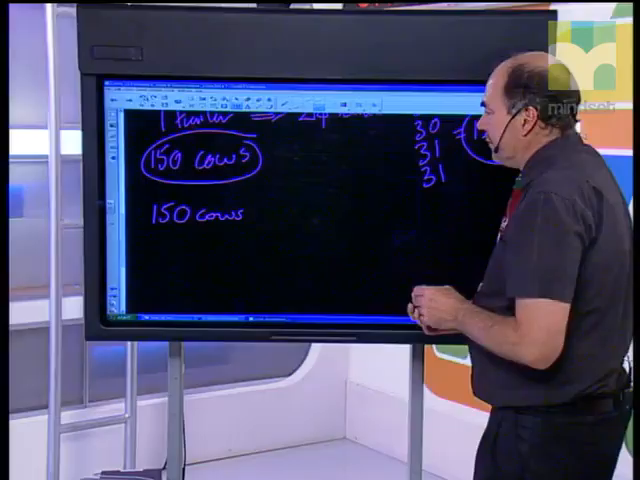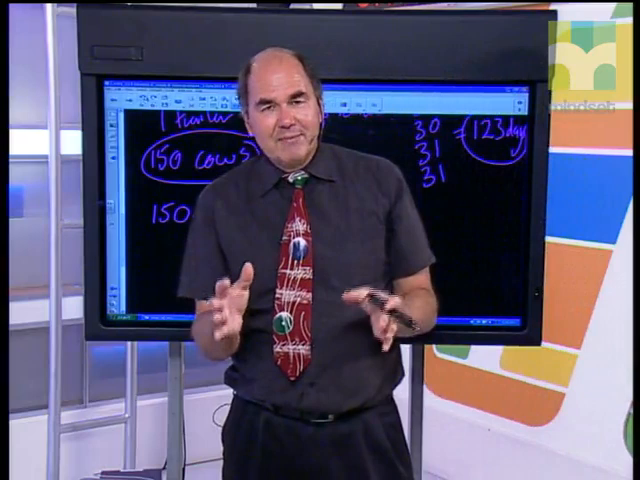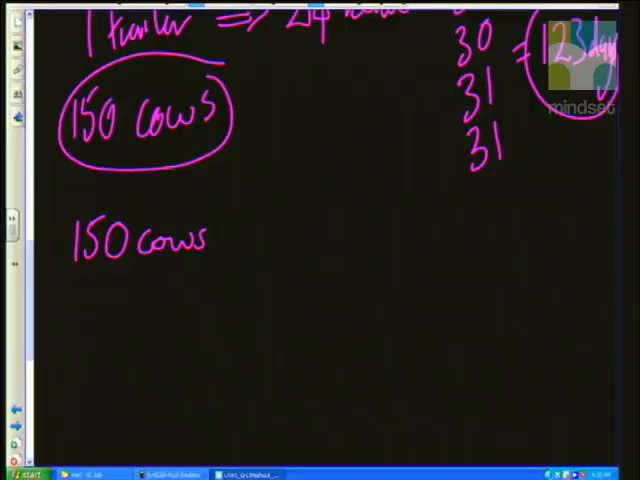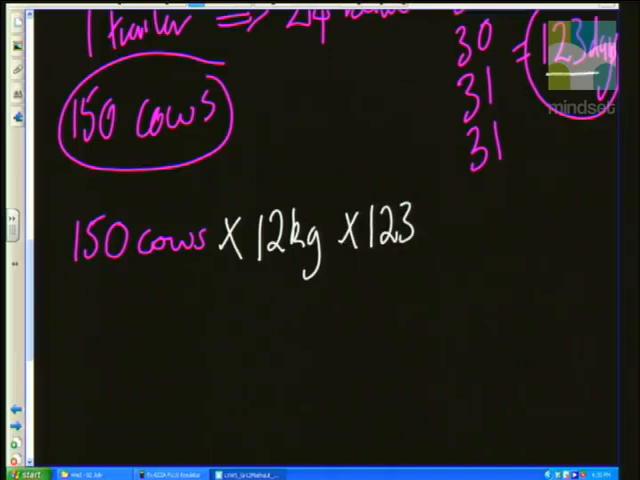Okay, cool. So guys, there are different ways of doing this. Probably the easiest way is the way I'm going to show you now. We start with 150 cows. How much do those cows eat each day? Each of them eats 12 kilograms, okay? And how many days do we need to keep them fed for? That's 123. So this will give us the total mass of food that these cows will eat for the 123 days.